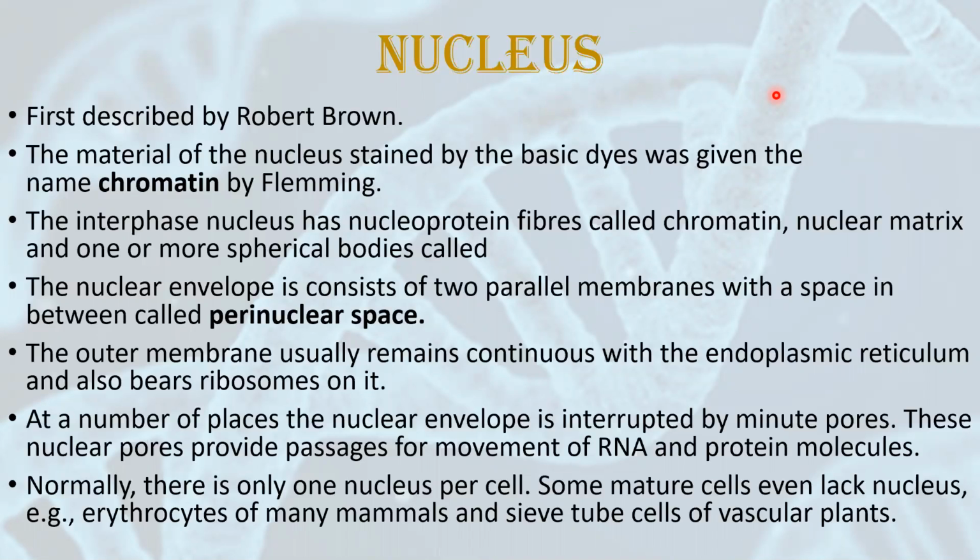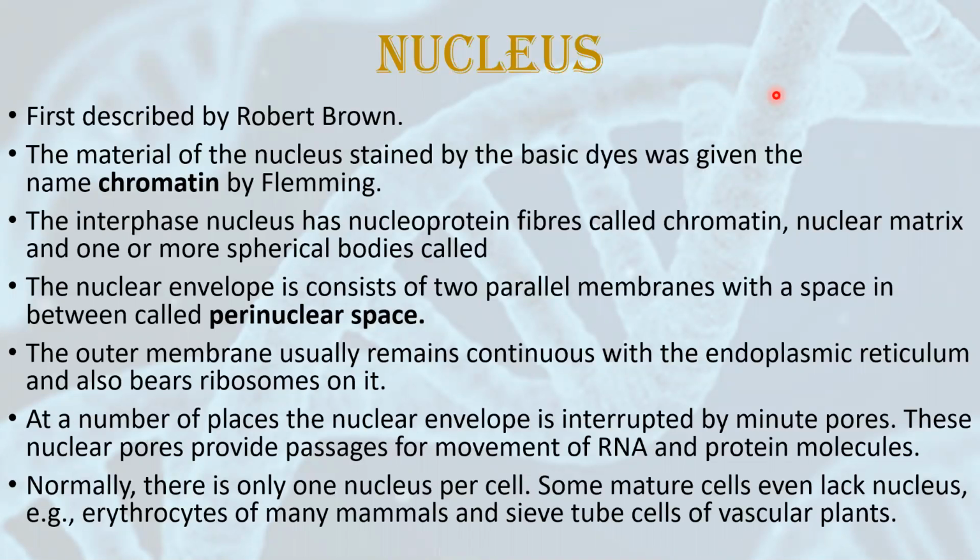Nucleus is also called the brain of the cell because all the messages are given by the nucleus. Like how the brain gives messages to an organism, the nucleus is responsible for carrying out all the functions in a cell. Nucleus was first described by Robert Brown. The material of the nucleus stained by the basic dyes was given the name chromatin by Fleming.